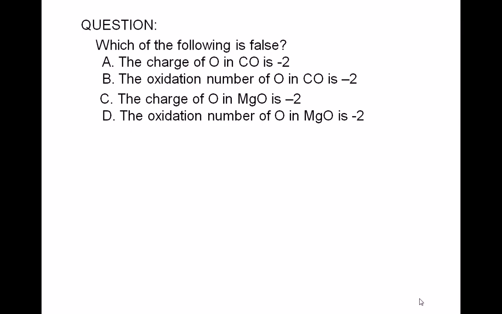Which of the following is false? A. The charge of oxygen in carbon monoxide is -2. B. The oxidation number of oxygen in carbon monoxide is -2. C. The charge of oxygen in magnesium oxide is -2. D. The oxidation number of oxygen in magnesium oxide is -2.